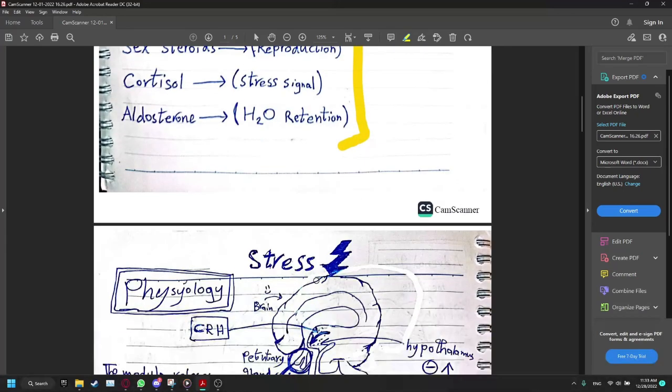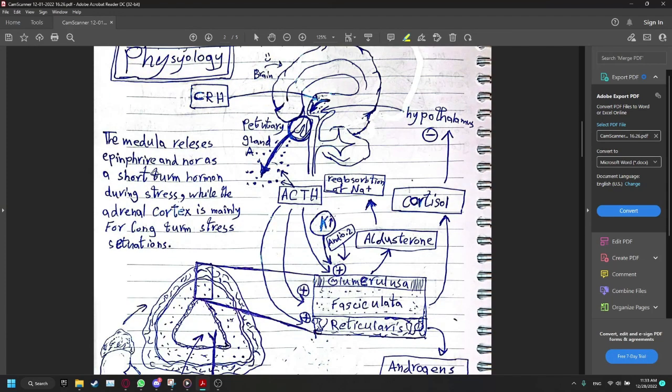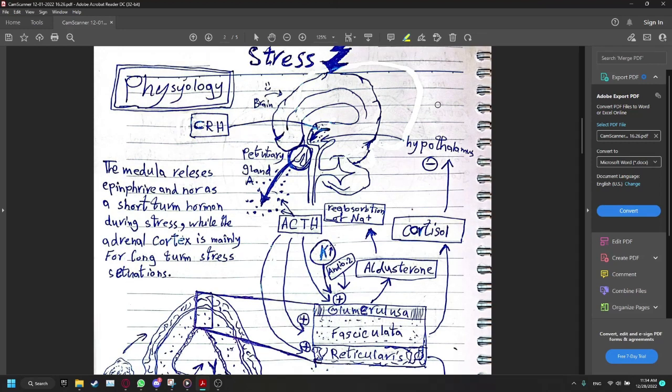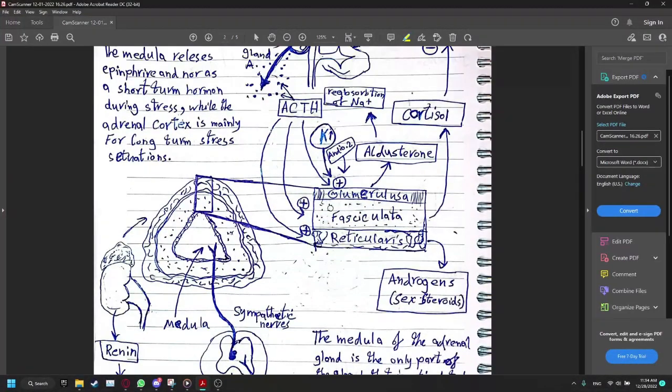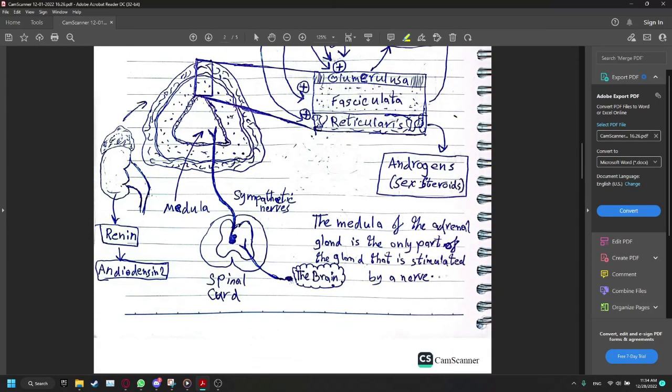regulation or whatever. So let's dive deeper into the physiology of the adrenal gland here. The medulla releases epinephrine and norepinephrine as short-term hormones during stress, while the adrenal cortex is mainly for long-term stress. Yeah, we already talked about this. So basically, this is the adrenal gland histology here.